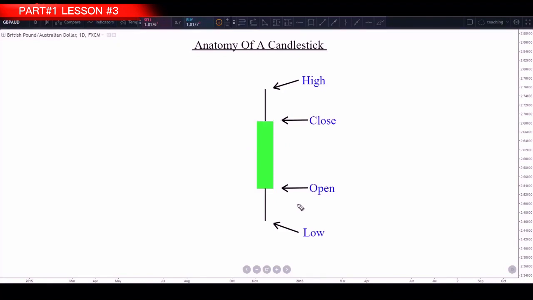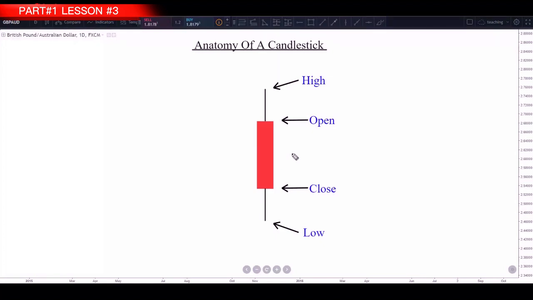Now for a red or bearish candle, if we change this back really quickly, the only difference between these two candles is the fact that the open is now above the close. So this candlestick pushed in the downward direction before closing, meaning it closed below the open, signifying a day that the markets fell off, signifying a day of weakness out of any particular market.